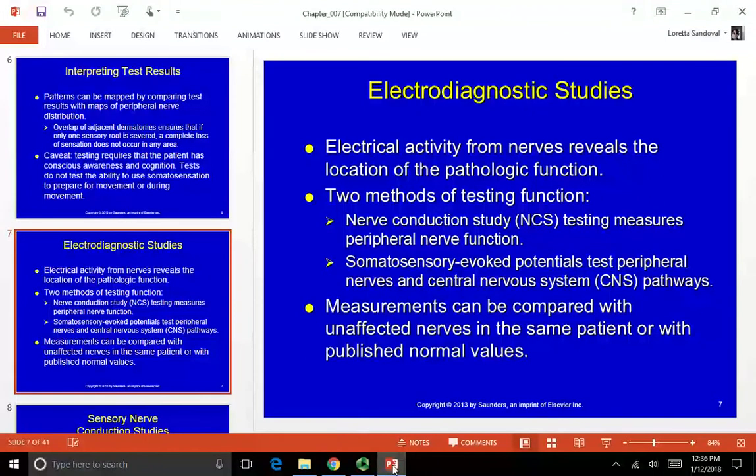So the measurements that you get from these two studies can be compared with unaffected nerves in the same patient or with published normative values. So probably the most accurate thing is to compare it with unaffected nerves in the same patient. But there are also normal values, just like there are for a lot of things, and you can compare the results with that.